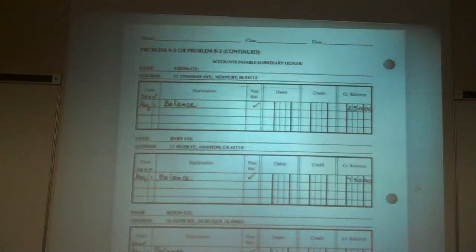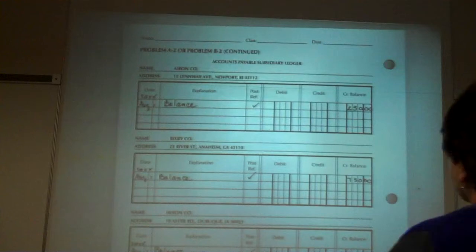Also in Chapter 10, we talked about two contra cost accounts that we have. What are they? Purchases, returns, and allowances, and purchases, discounts. Okay, and those are contra cost accounts. Purchases will be a cost, and then we'll have the contra cost accounts.